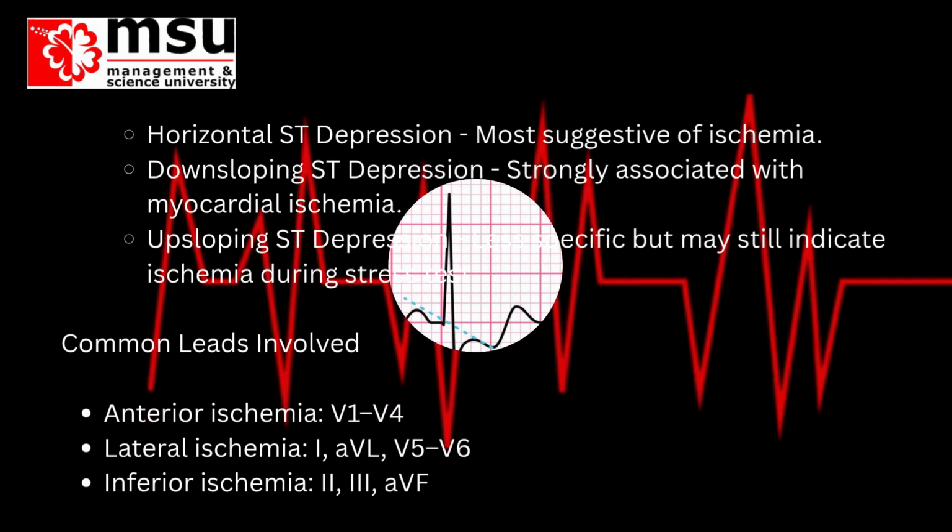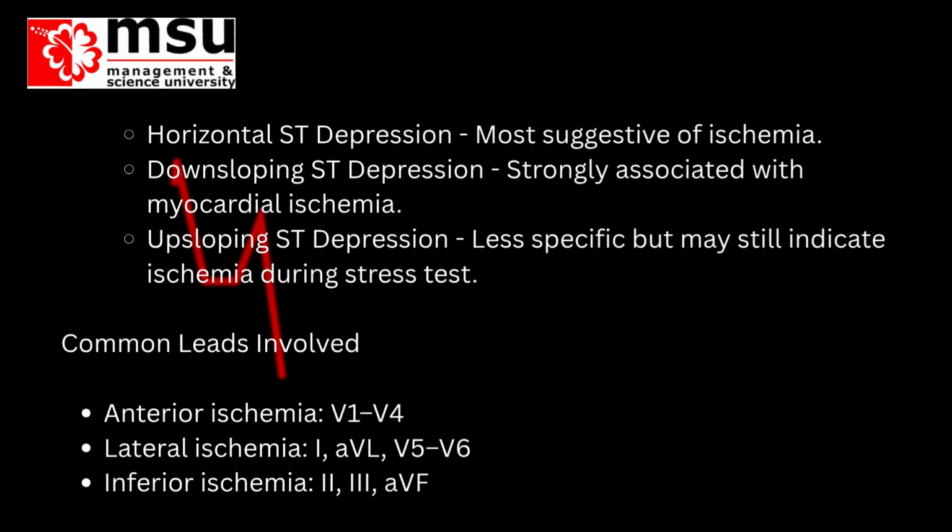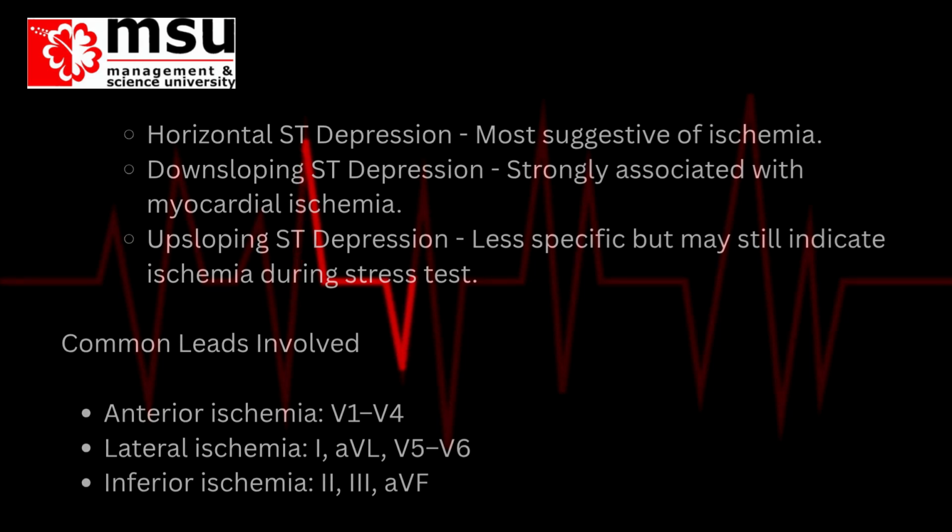Horizontal ST depression is most suggestive of ischemia, while down-sloping ST depression is associated with myocardial ischemia, and up-sloping ST depression is less specific but may still indicate ischemia during a stress test. These are the common leads involved: V1 to V4 indicate anterior ischemia, lead 1, aVL, V5 and V6 indicate lateral ischemia, and leads 2, 3, aVF indicate inferior ischemia.